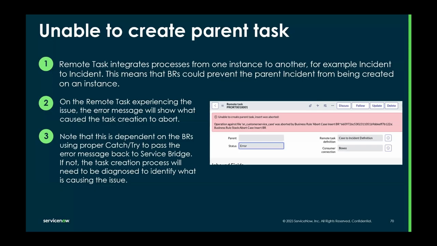I mentioned an example earlier. There was something we were working with, and someone had a business rule that was based around emojis and was stopping the parent task creation, and they had to wade through a number of different business rules and script includes that they had on a very customized instance to actually identify what it is. So ideally, you're going to see what it was that stopped the creation of the parent record here. However, depending upon the coding practice, it's not always necessarily the case.